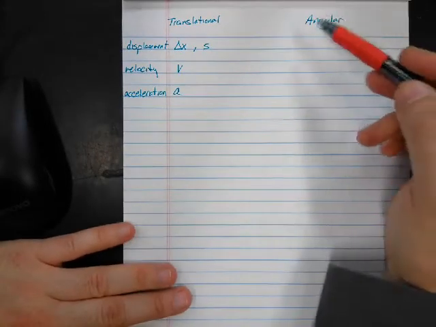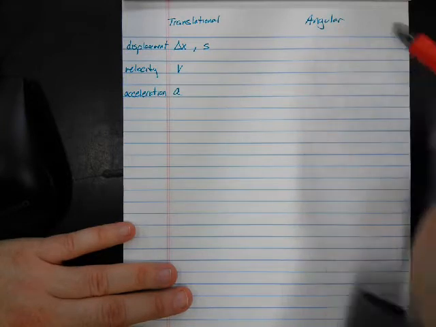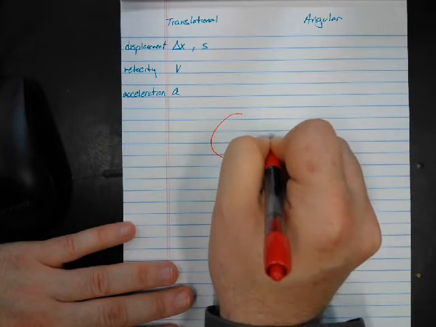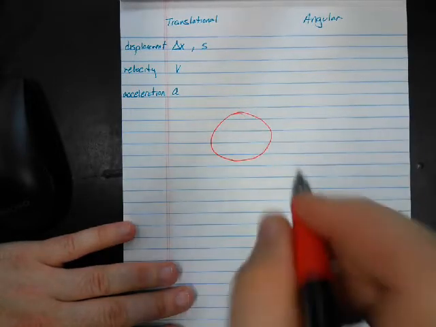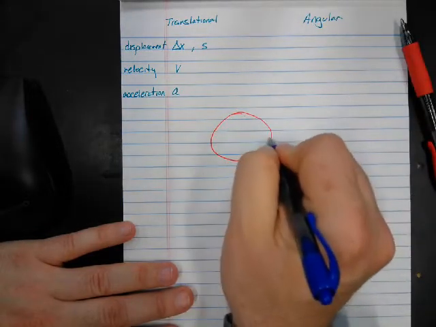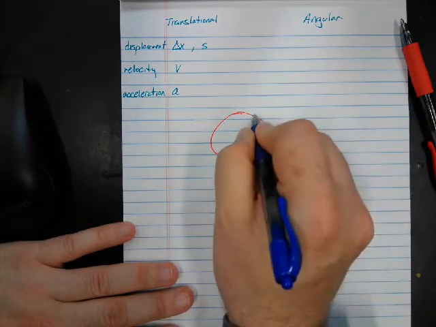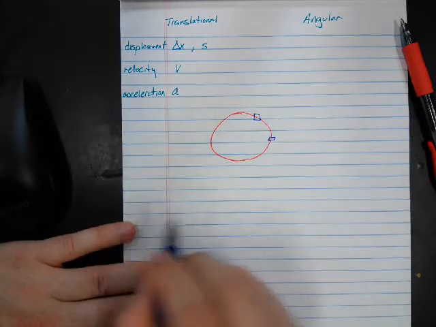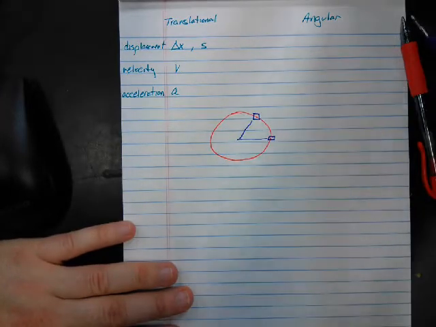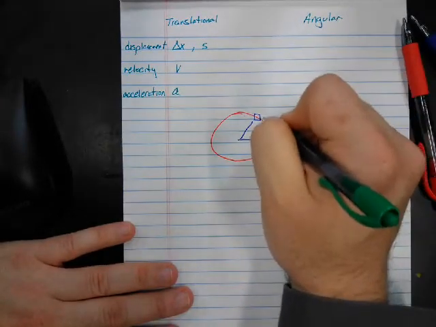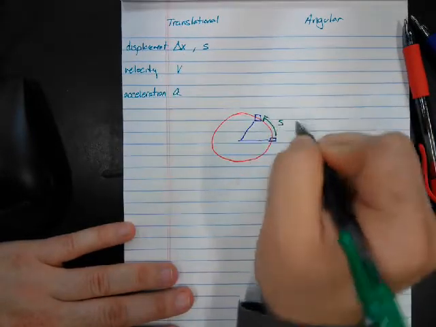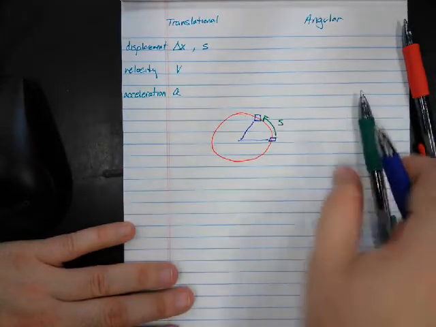Now when we start talking about a circle with something moving on it, let's say we want to talk about motion where this object starts here and ends up somewhere up there. Instead of talking about this distance, which here would be delta x or s, I'll call it s for now, we're going to instead talk about this angle.